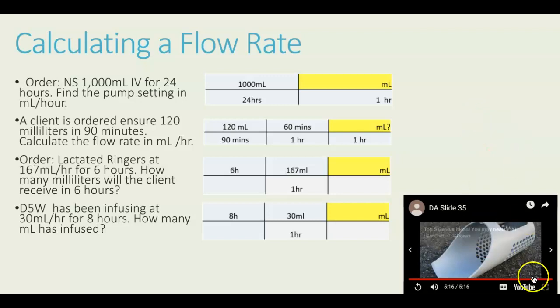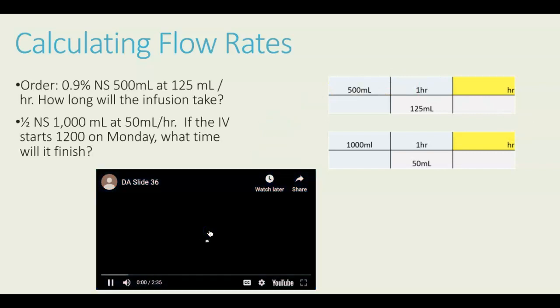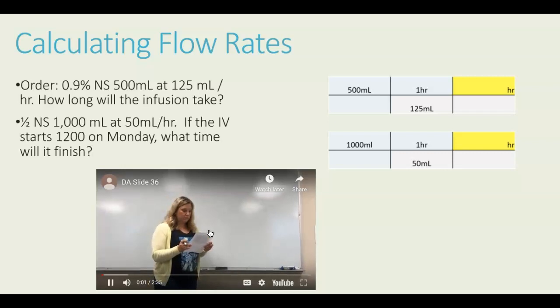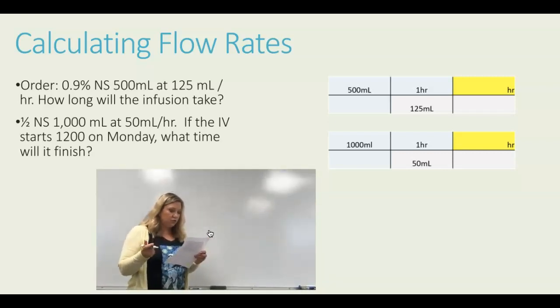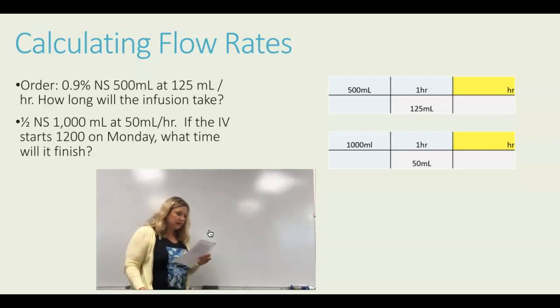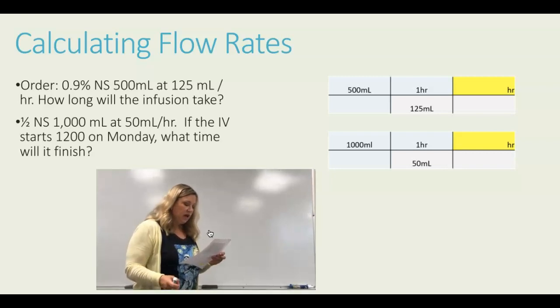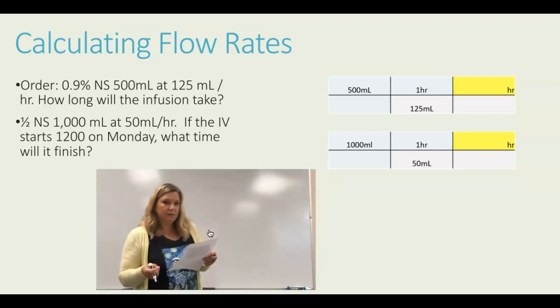Okay, moving right along. We're going to do a few more flow rates. Slide 36. Okay, more flow rates. All right, so on question 1 on slide 36, it says the order is for 0.9% normal saline, 500 milliliters at 125 milliliters per hour. How long will this infusion take?